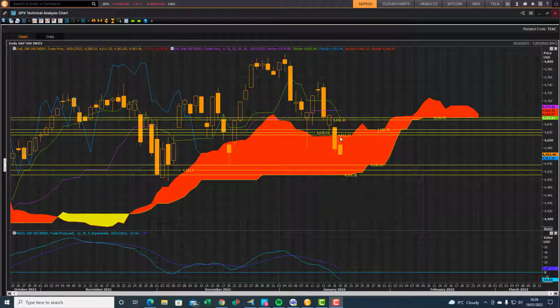Some critical price action here. The market sliced through the top end cloud chart support level there, 4612. It's now digging into the cloud, looking for support. Key support levels to watch out for is 4536, the bottom in the cloud here at 4511.